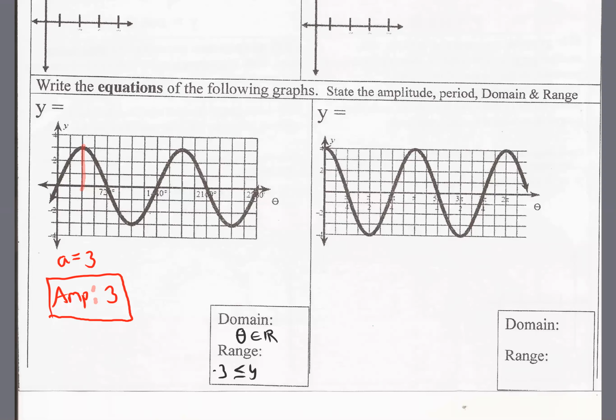Okay, so now the trickiest part is finding B. To find B, I am going to highlight one cycle. Highlighting one cycle, it goes like this: 0, hits a max, a 0, a min, and then back to a 0.